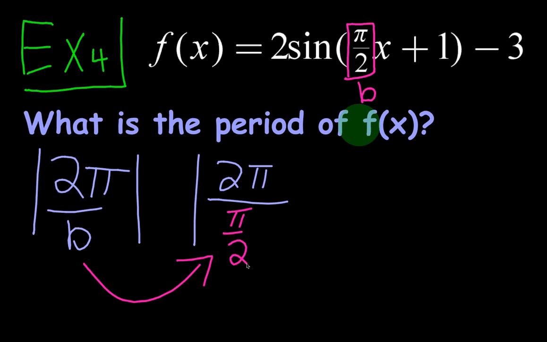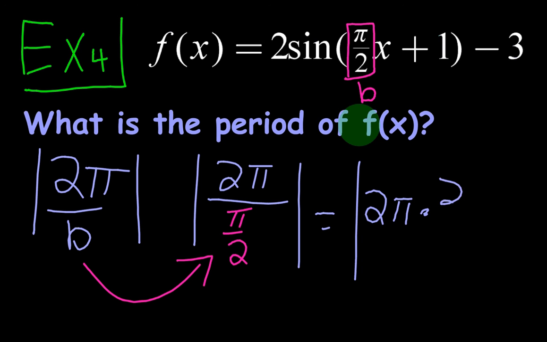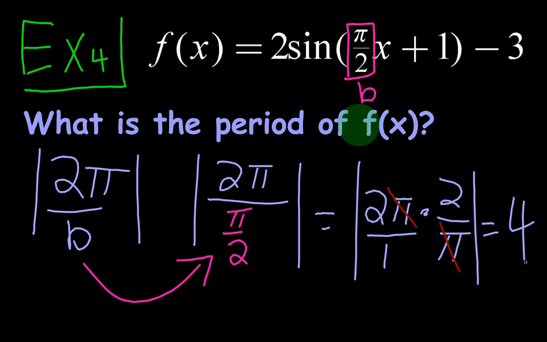And we're going to solve that out. Now we're going to use keep, change, flip. So we're going to keep the top 2 pi. We're going to multiply by the reciprocal of pi over 2, which is 2 over pi. I'm going to write the first one, 2 pi over 1. The pi's are going to cancel, 2 times 2, and this is an absolute value. 2 times 2 is 4, and the absolute value of that is still 4.